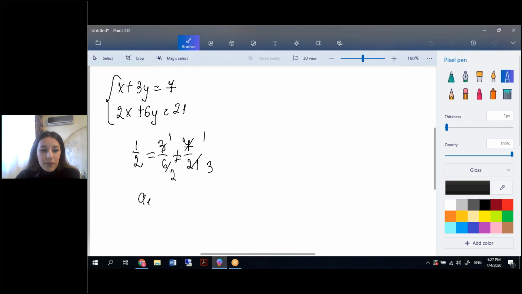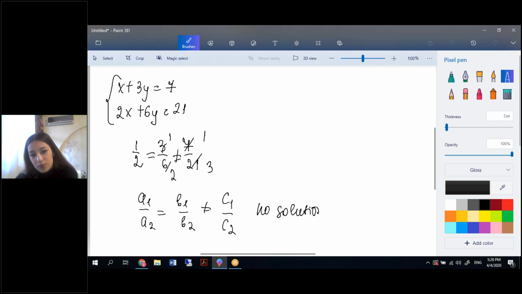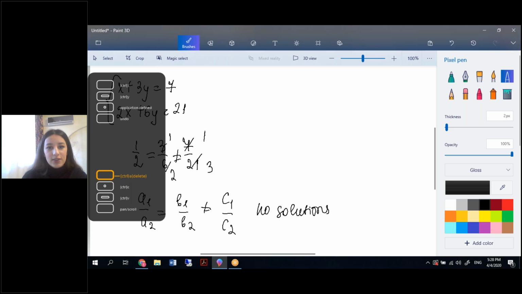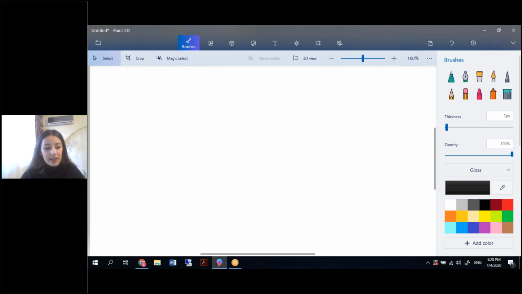So now we have a1 divided by a2 equals b1 divided by b2, but does not equal c1 divided by c2. In such a case, we know that our simultaneous equations have no solutions. We have no solutions for these simultaneous equations. And now let's discuss the last example related to these cases.